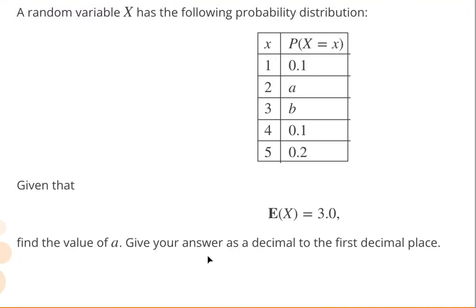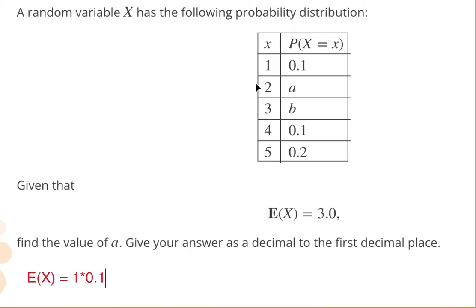Okay, random variable x has the following probability distribution, and we're told what the expected value is. So we're kind of working backwards. We're supposed to find out what that constant a is. The expected value of an event is equal to the value of x times the probability of getting x.